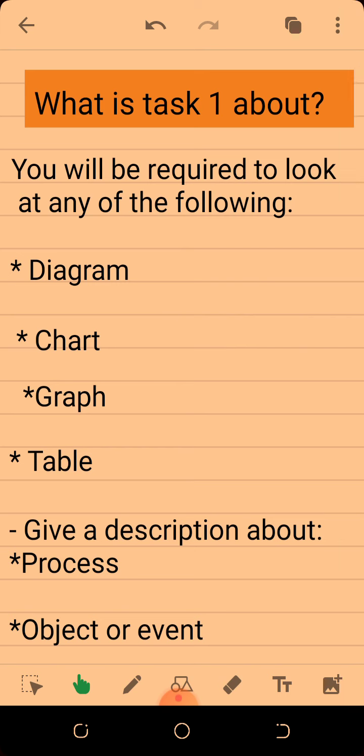In task 1 of the academic training, you will be required to look at a diagram or some data that will be given in form of a graph, a table, a chart, and you could also be asked to give a description about a process, stages of a process, and or describe an object or event, or explain how something works. You will be assessed on your ability to write in an appropriate style, as well as your ability to organize, present, compare, and or contrast the data.